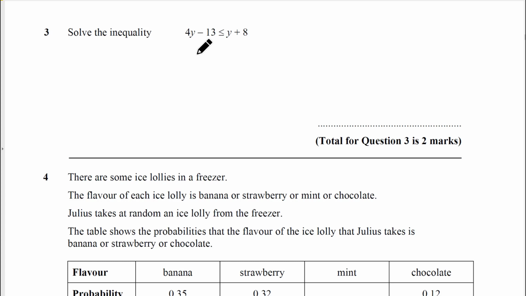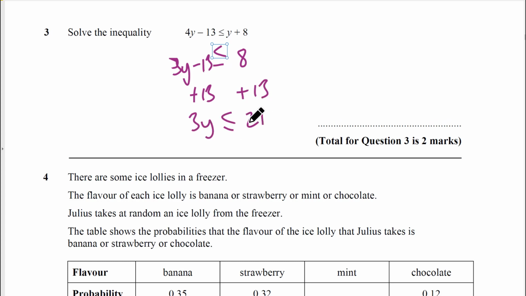Solving inequality, just like solving equations, let's just keep that. We're going to minus y from both sides to get 8, 3y minus 13. Going to plus 13, so we get 3y less than or equal to 21. And y is 7, so that's the inequality. That's all you need to do.